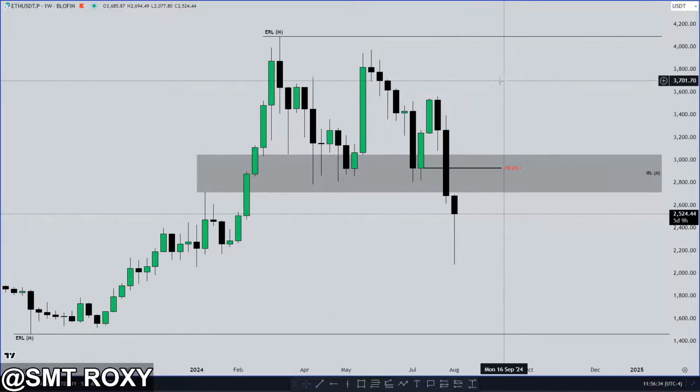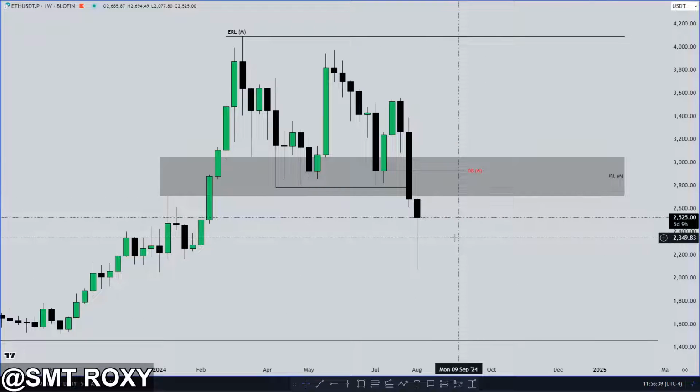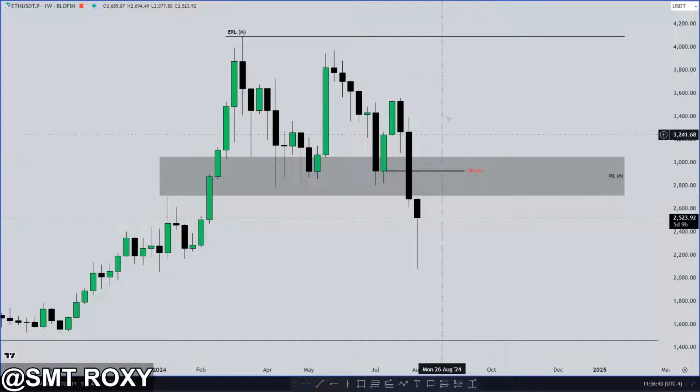And just running this high up here. Honestly, we've been inside of this range for way too long. Now we broke out of the lows, and I feel like it's very, very important to see what happens now, because this is going to determine if we're going to start to move higher or not.